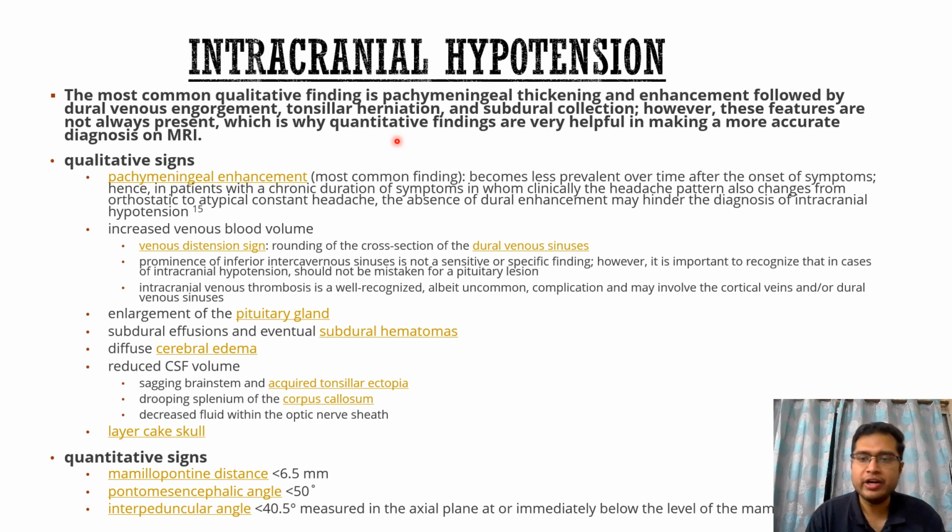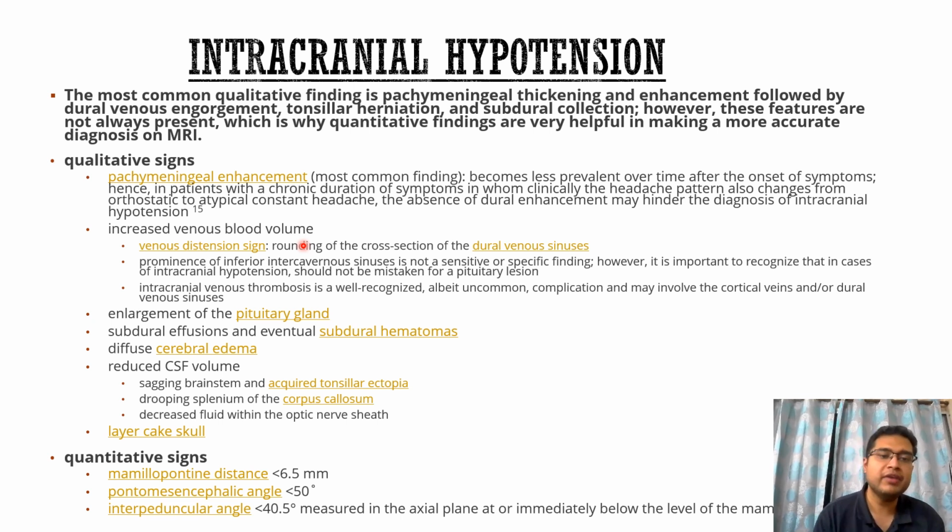So other than these qualitative features which help in the diagnosis, there are some quantitative features as well which can help in making the diagnosis when these are not actually present. The qualitative features include pachymeningeal enhancement, which is the most common finding, and because of which the protocol should include a post-contrast image, even though it becomes less prevalent over time after the onset of symptoms. Hence in patients with chronic duration of symptoms, in whom clinically the headache pattern also changes from orthostatic to atypical constant headache, the absence of dural enhancement may hinder the diagnosis of intracranial hypotension.